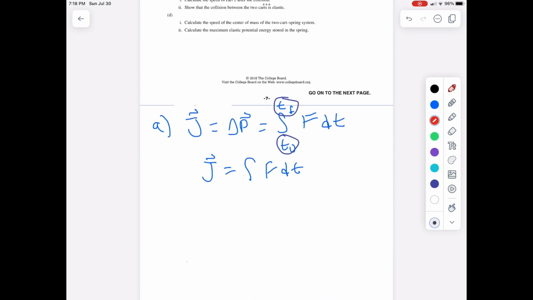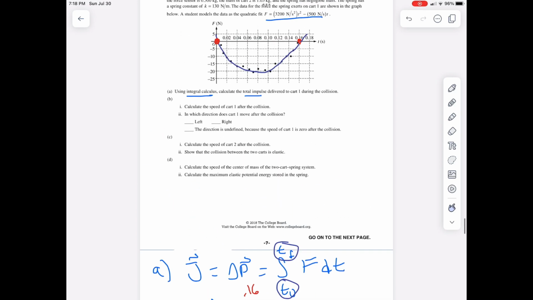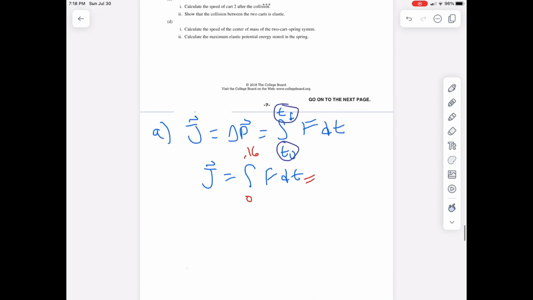Okay, so now I'm just going to integrate from 0 to 0.16. And you are allowed to have your calculator on the exam, so just put this force equation into the integral, and you would get that this is equal to negative 2.03 newton seconds. All right, we're done with part A.